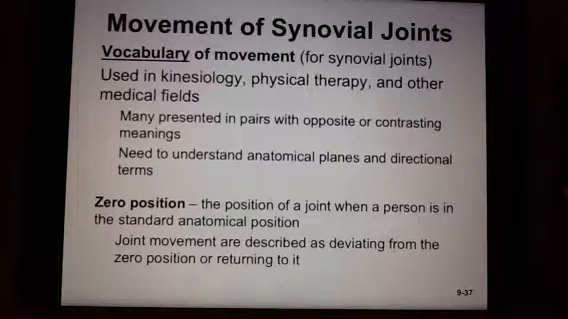I'm going to make you a Quizlet of the ones that I for sure want you to memorize of these movements, and realize that each of these movements is coming from or going back to zero position. So zero position is the position of the joint when the person is in standard anatomical position. Remember, that's standing erect, face forward, feet are shoulder width apart, and your arms are down, except that your thumbs are pointing laterally. So that's the only kind of weird positioning there. So the joint movements are described from deviating from zero position or returning back to zero position.